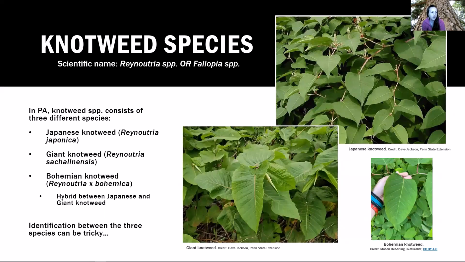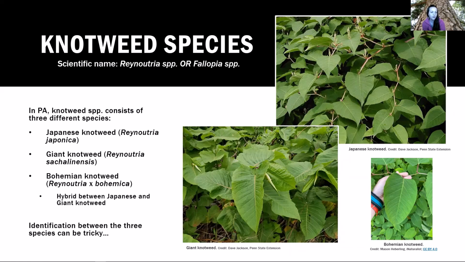And the last species that I'll be talking about is knotweed species. The scientific name for these species, because I'll be talking about more than just one, is Reynoutria species or Fallopia species. Some places also refer to it as Polygonum. So it can be referred to in a variety of ways, but it's all talking about knotweed. And in Pennsylvania anyway, when we talk about knotweed species, we're talking about at least 3 different ones. So Japanese knotweed, giant knotweed, and Bohemian knotweed. And the Bohemian knotweed is a hybrid between the Japanese and the giant knotweed.